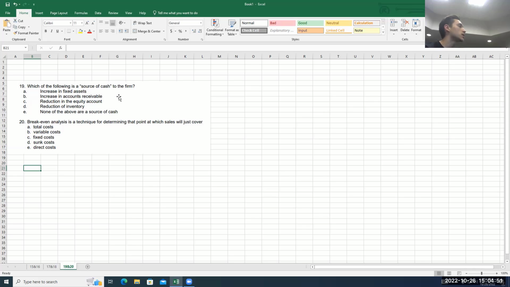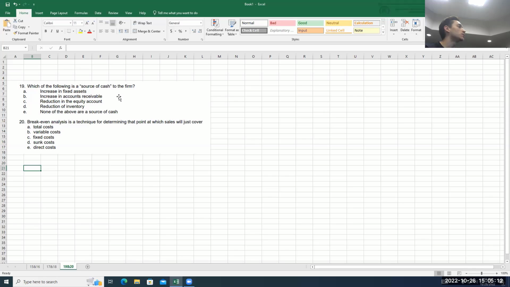We have B, increase in accounts receivable. I could technically see how this would work. If accounts receivable is going up, that means we're basically entitled to more cash. However, we're not going to be receiving that cash yet, especially not right now. It could be at an unforeseen time.